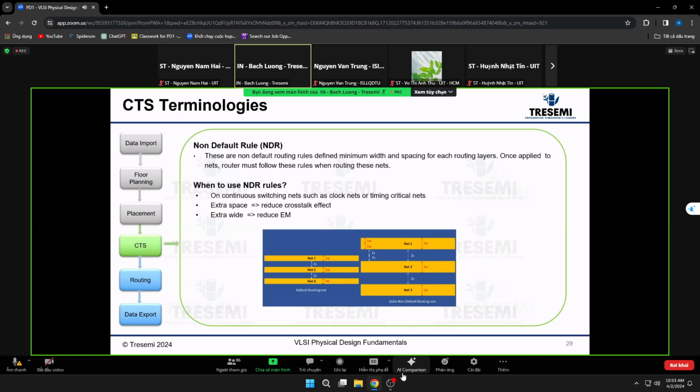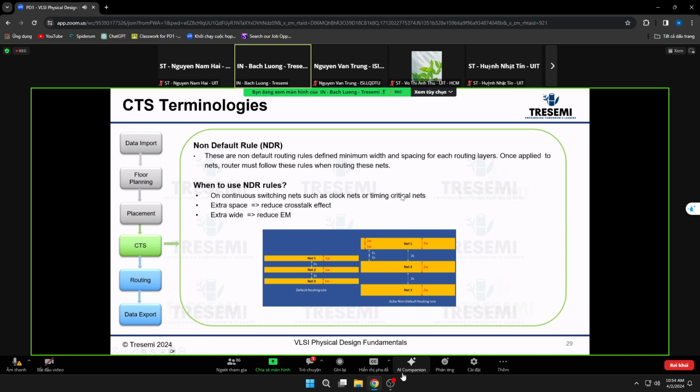Okay, NDR rules. This is a terminology you hear starting with the clock. In lower geometries, like 3 nanometer, the NDR rule actually appears during placement, but here we talk about it in CTS because it's where we're going to apply it. NDR stands for non-default rules. Basically, in the technology you have specific routing rules, but NDR rules are the rules that we specify as an extra, in addition to what the technology defines. So for the clock tree, it's important we apply NDR rules.